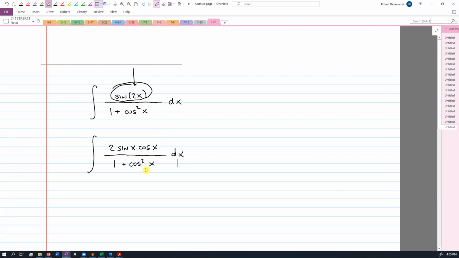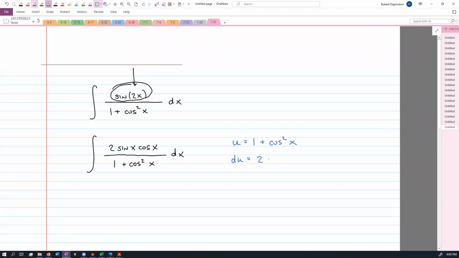Yeah. You know what? Grab a little more. Oh, the 1 plus cosine. Ah, there you go. Look, 1 plus cosine squared x is the u. Now, why? Because if you take the derivative of this, the 1 goes away. The derivative of cosine squared x is chain rule.